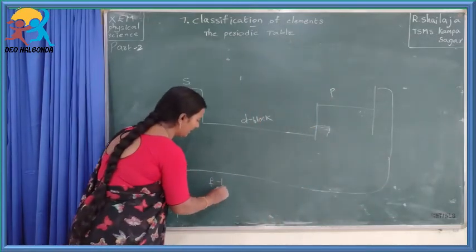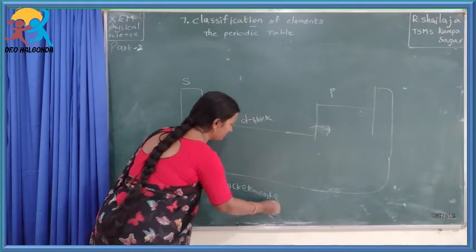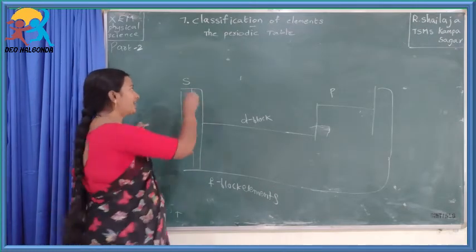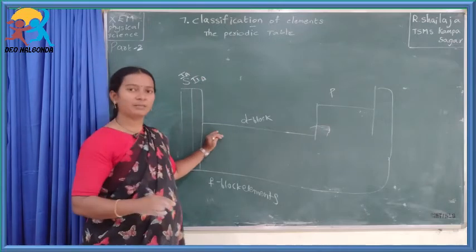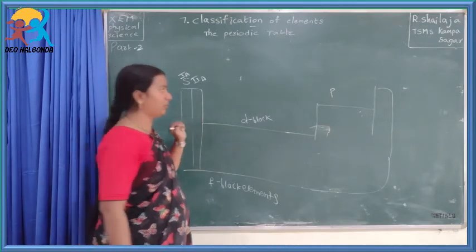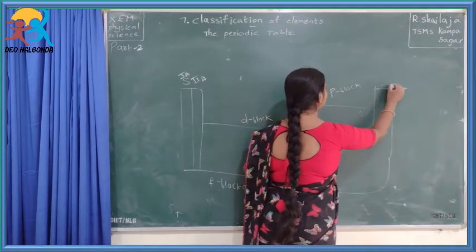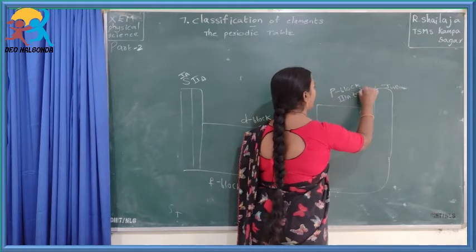At the bottom are the F block elements. S block elements are two groups, the first A and second A groups. And P block elements are six groups, including the inert gases, from the third A to the 8th A.